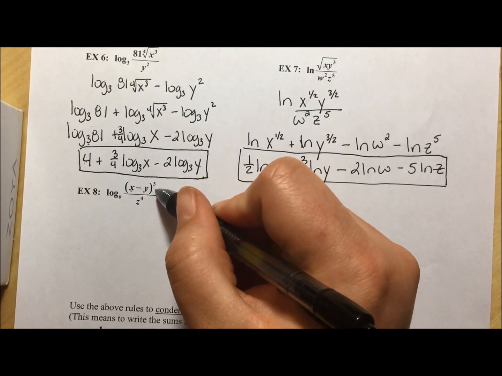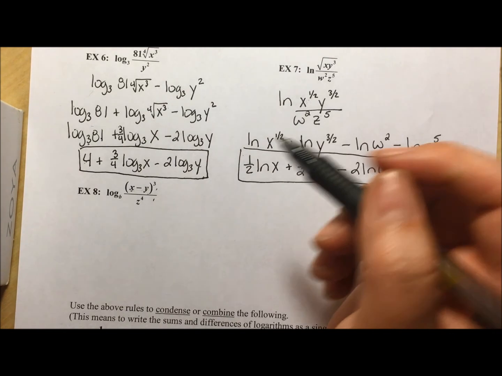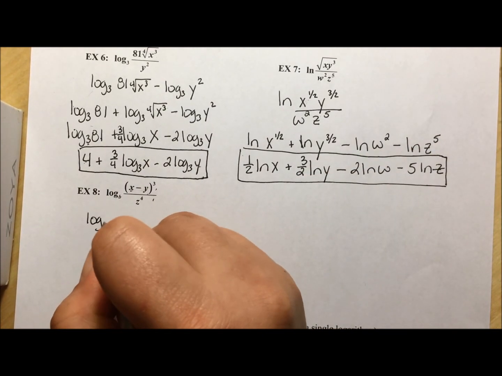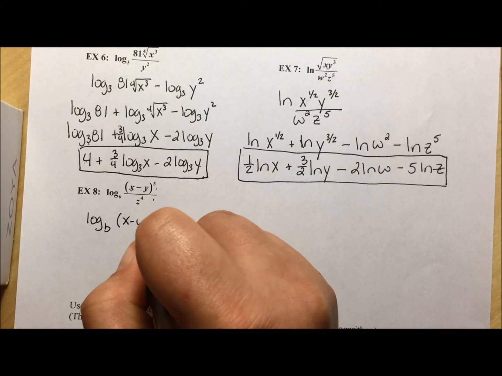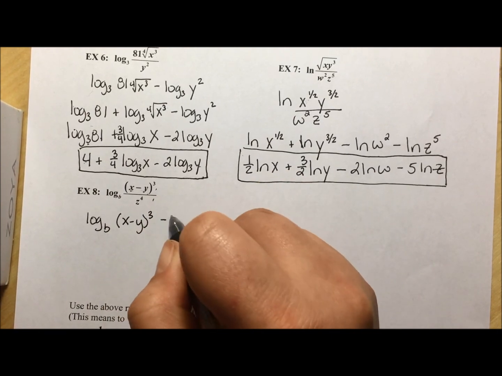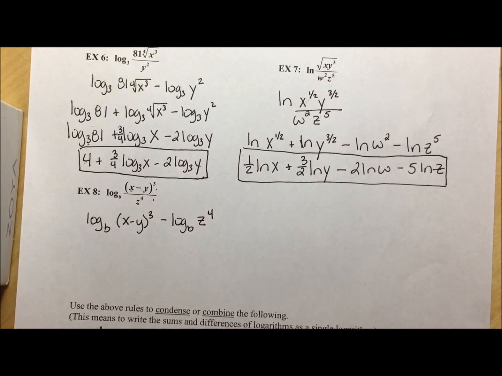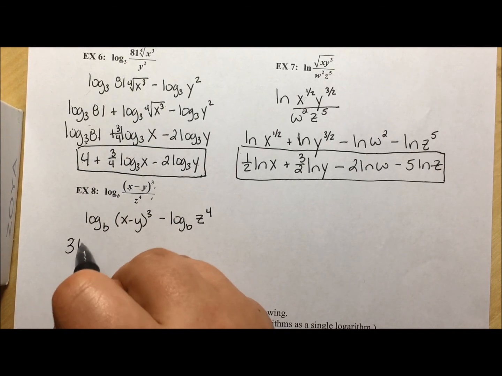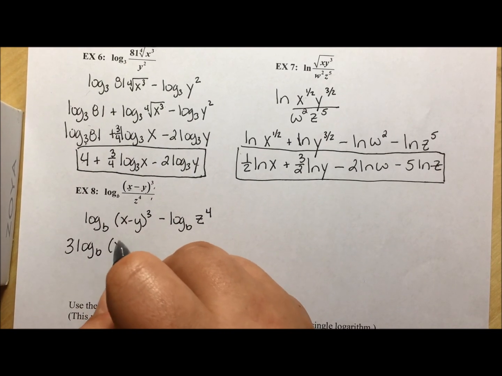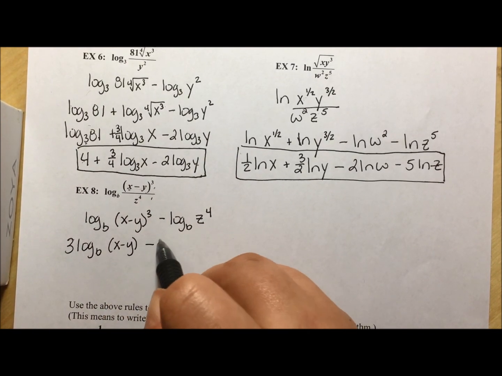So the first thing I'm going to do is split apart this quotient. And the only thing left for us to do here is to move the powers out front as coefficients, since we're not able to split apart that binomial.